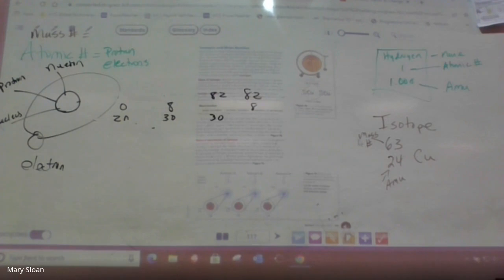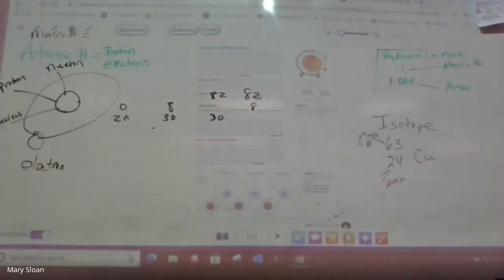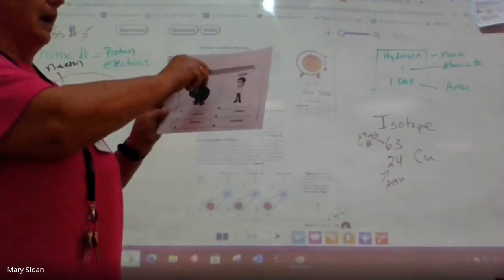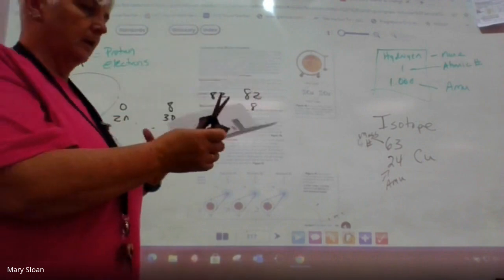Okay. So what I would like you to do is get your 8-man by itself, just the first page I gave you. Okay, I need you to cut it out, so I want to explain to you how this works. You're going to cut this top all the way around. Does everybody understand? All right, go ahead.